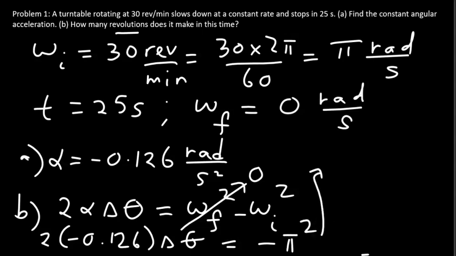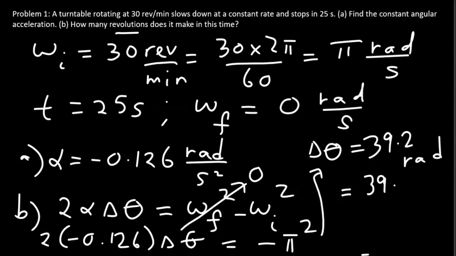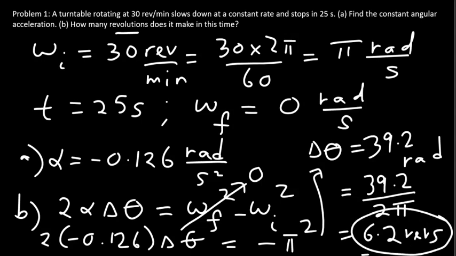And we can solve for delta theta, which is the angular displacement in radian, which is 39.2 radian. Since we are interested in revolutions, all you have to do is take that 39.2 divided by 2 pi, because one revolution is 2 pi radian, and that's going to give you 6.2 revolutions, and that solves the problem.